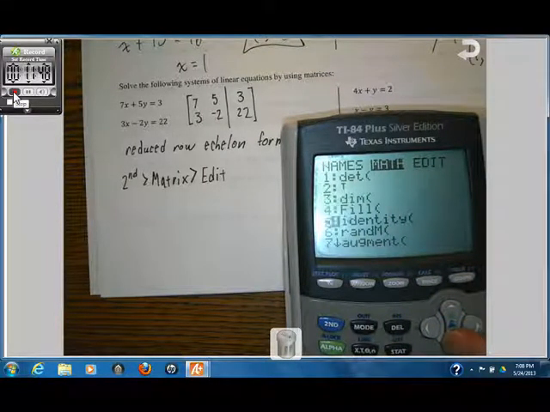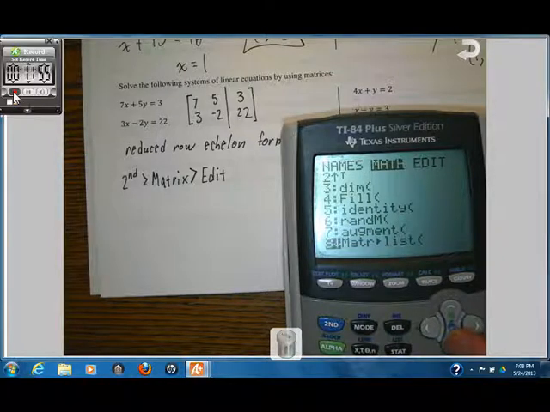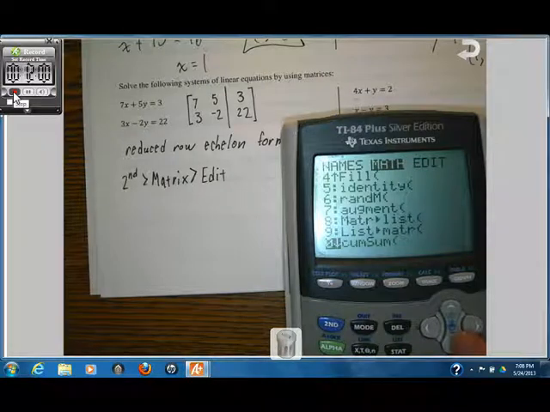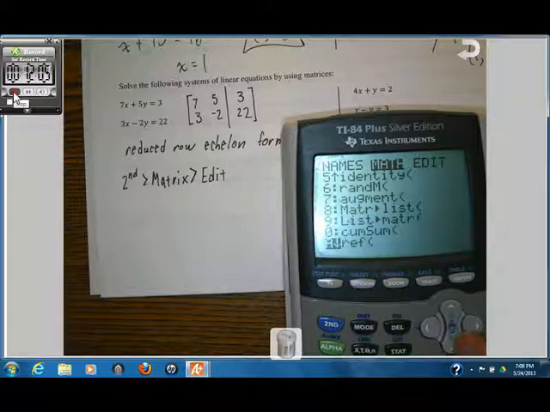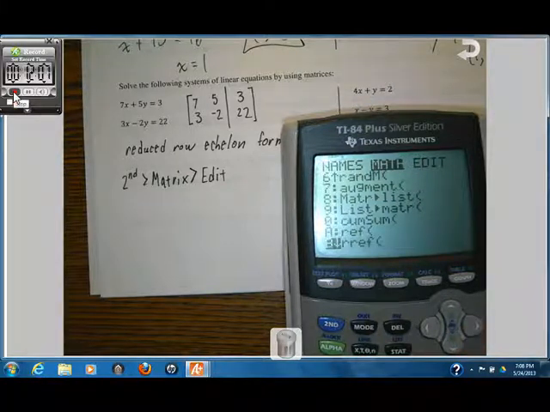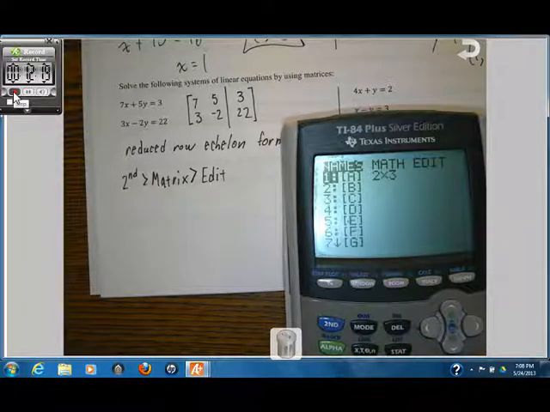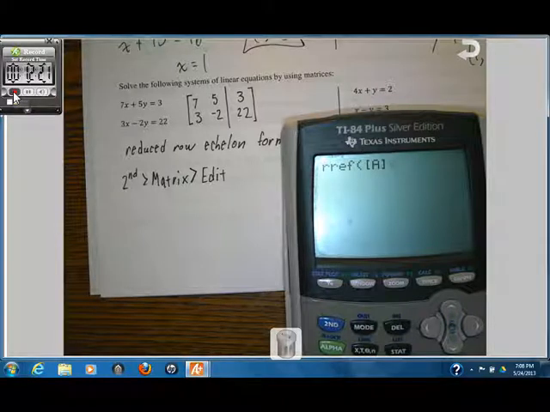Notice how it is RREF. So we're looking for the reduced row echelon form of the matrix we just entered. So we go back to the list. And then we hit enter. And there we go. And so now we have the matrix in reduced row echelon form. You have 1, 0, 4, 0, 1, -5, which is to say that x is equal to 4 and y is equal to -5. So your final solution is 4, -5.